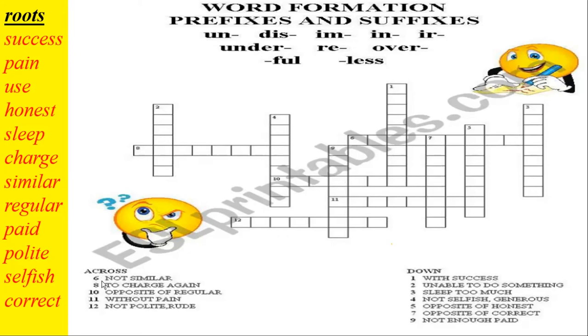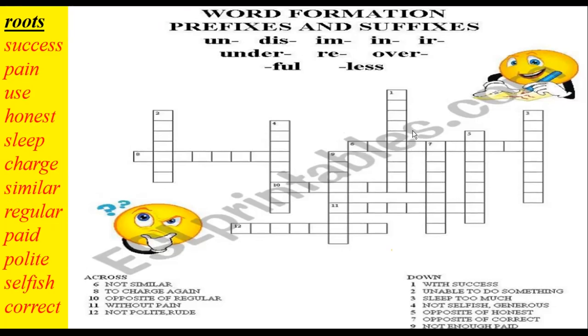Then across. Number 6, across. Not similar. It makes the opposite of the word similar. What forms opposites? Not similar. Can you please repeat? Insimilar? No. Dissimilar. D-I-S, dissimilar. Then number 10, across. Opposite of regular. It gives the negative sense. Negative. Irregular. Yes, very good. Irregular.